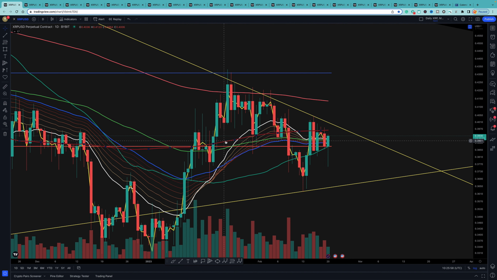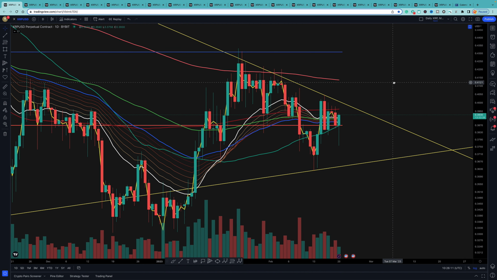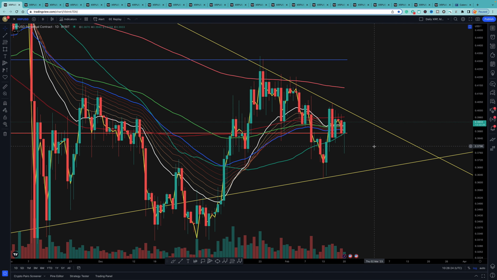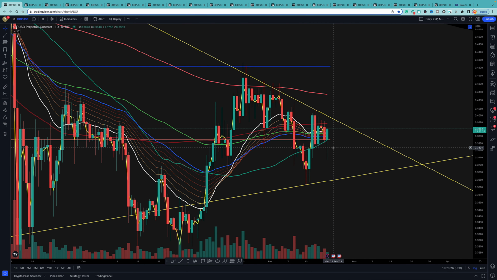This red one here is the 20 MA, and this pinky red one I believe is the 200 EMA. So you can see that there's still quite a bit of resistance on the 200s, and equally there's a lot of support as well. So it's a real cliffhanger.